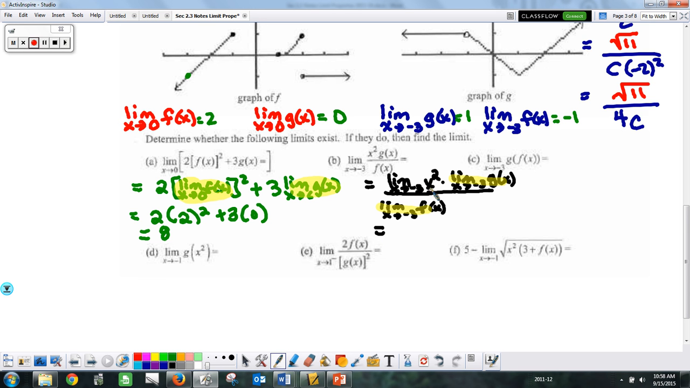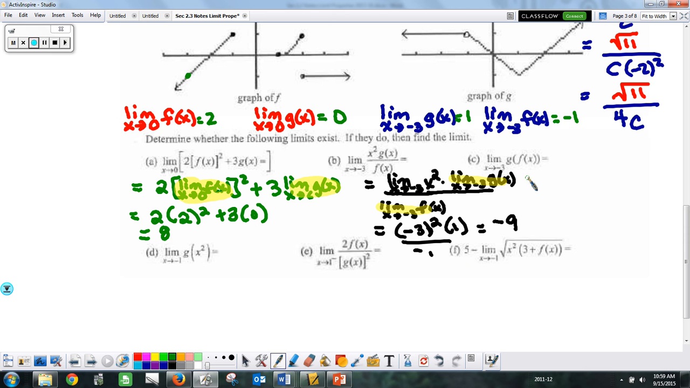X squared is a continuous nice parabola, so I can use direct substitution. Negative 3 squared for that limit. This limit, g, was 1, and the bottom limit, f, was negative 1, and so we end up with negative 9 as our answer. Okay, so it's about recognizing the limits and just using the graphs to get the values. All right, let's take a look.